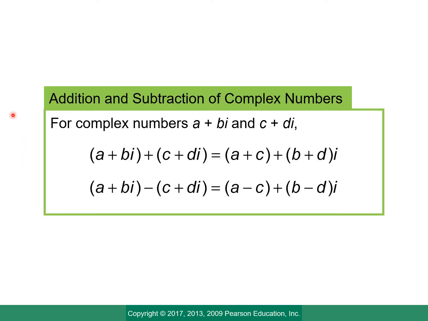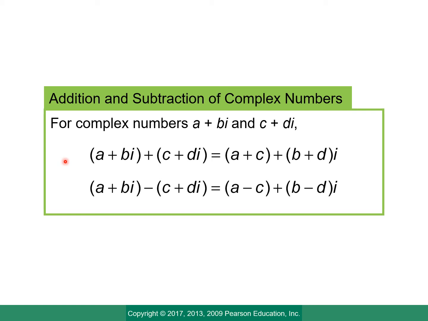Now we're going to add and subtract complex numbers. So we officially know about the complex numbers. We know how to figure out the square root of a negative number now. So now we're going to start adding and subtracting. And then you can probably guess what's after that. Multiplying and dividing will come after.